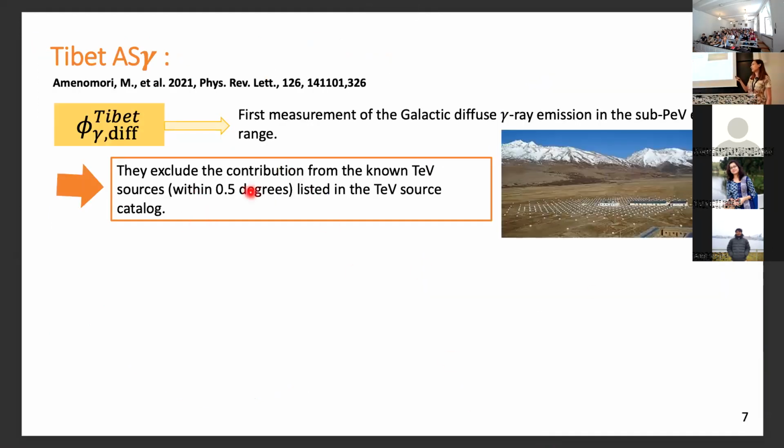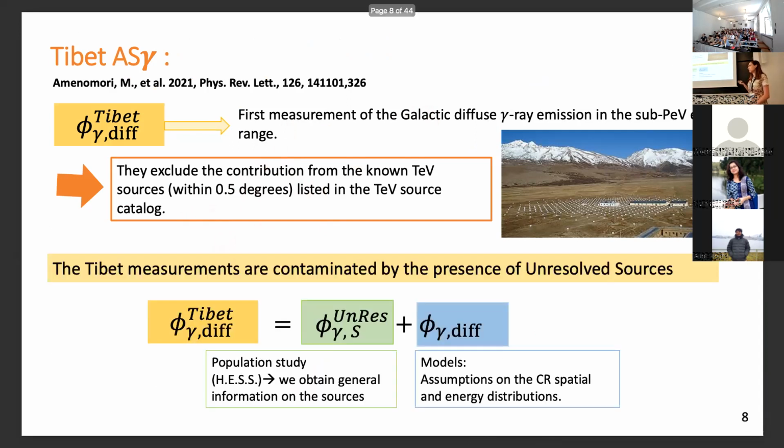Now, recently, the Tibet detector has provided the first measurement of the galactic gamma ray diffuse emission in the sub-PeV energy range. And how do they do this? They take their signal and they mask the contribution from sources listed in the TeV source catalog, TeVCat. And this could be a problem because the Tibet measurements are contaminated by the presence of unresolved sources. Of course, the detectors that provide the list of sources present in the catalog have a limited sensitivity threshold, so there are some sources that are not bright enough, and therefore you can confuse their signal with a diffuse signal. So what we did was write the Tibet data as the sum of a contribution from unresolved sources and a contribution from the diffuse emission.